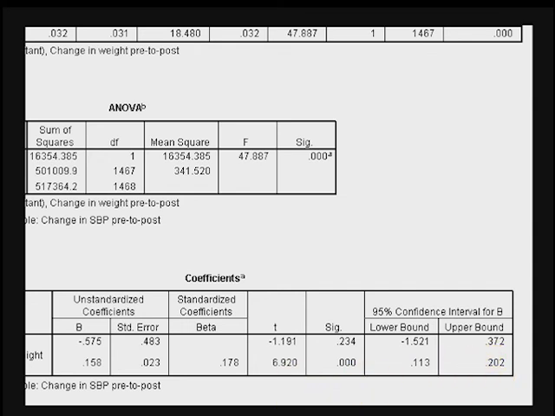Well, it means that I am 95% confident that the true value of the slope for patients with a change in weight from pre to post and the effect it has upon their blood pressure is 0.113 to 0.202. That the true mean of this change, or the true slope, is between the lower bound and the upper bound of the 95% confidence interval.